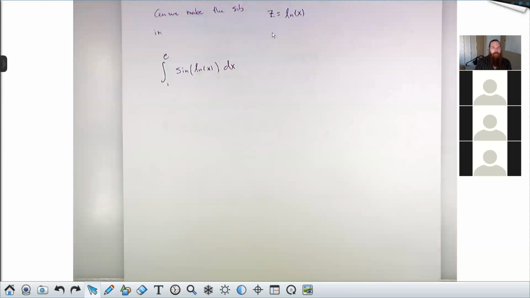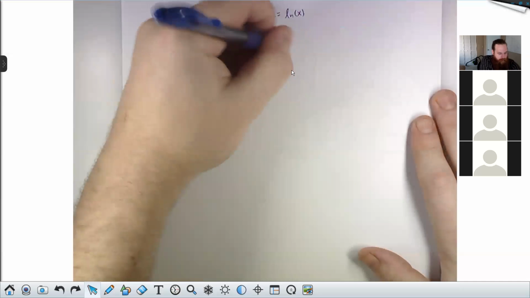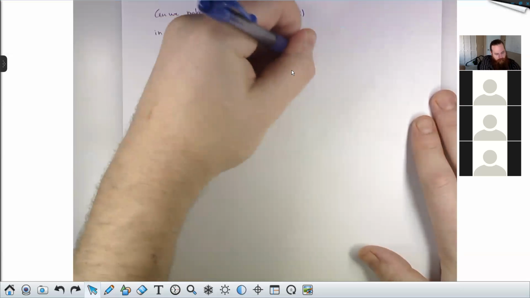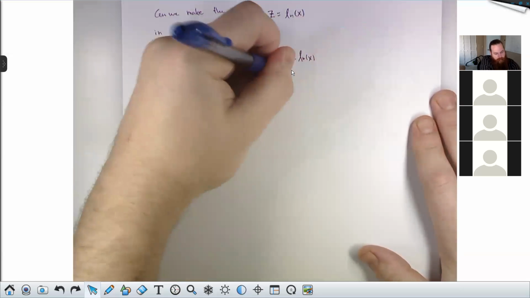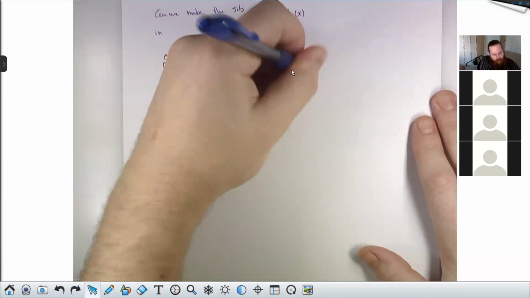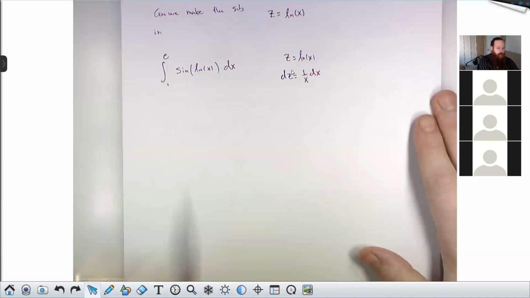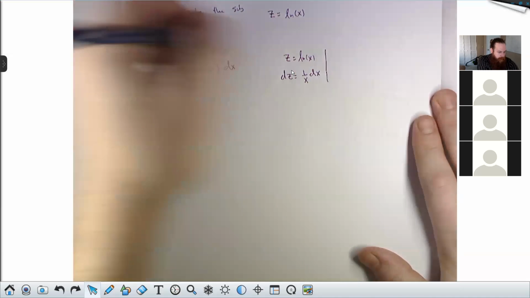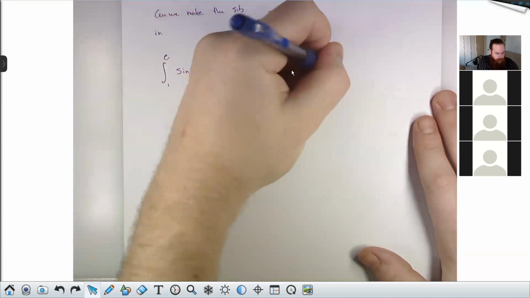So the challenge here is, again, the differentials not being nice. If I try to substitute z equals ln x, then dz would be 1 over x dx. And I do not have a 1 over x anywhere in my integral to play with. I'll calculate the bounds while we're here. When x is equal to 1, z is equal to 0.